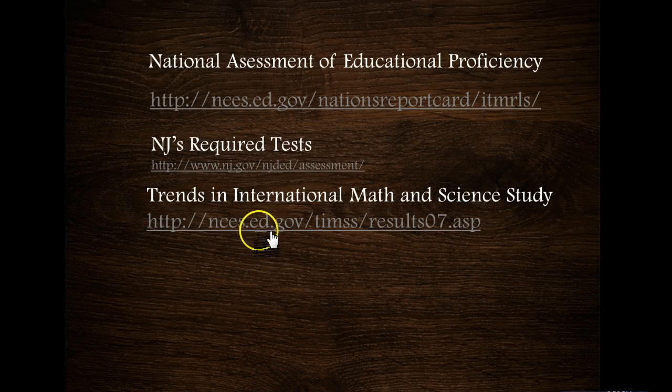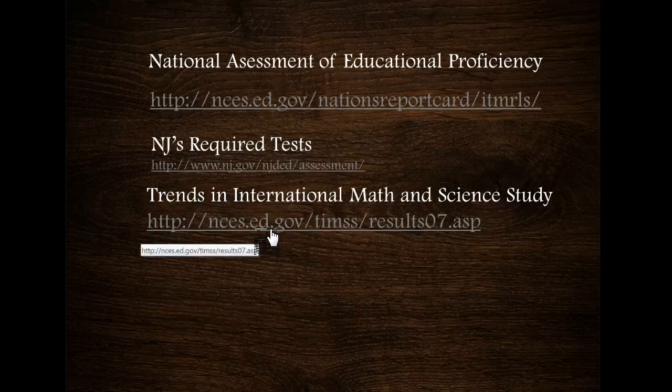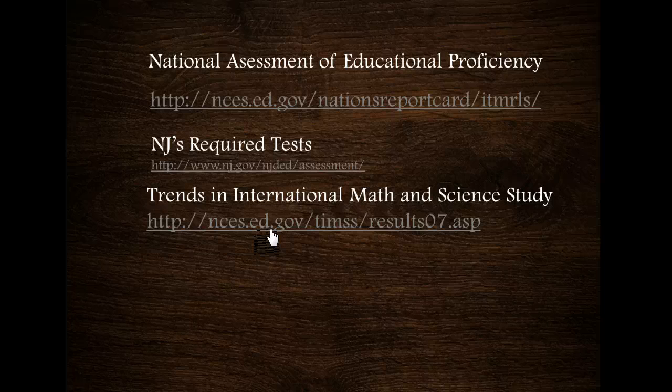And finally, the Trends in International Math and Science Study. It was first conceptualized by President Bush Sr., the 41st president, who wanted us by the year 2000 to be number one in reading, literacy, math, and science. He did a preliminary test, we did the test with other countries that wanted to participate, and it turned out we got embarrassed because we were not number one. We were not even number two.